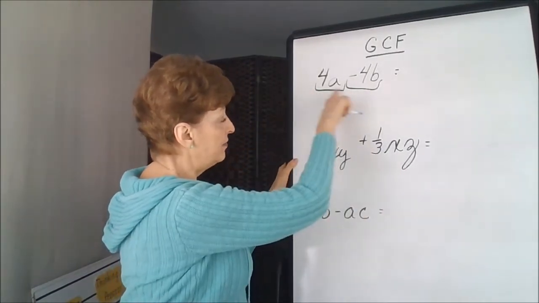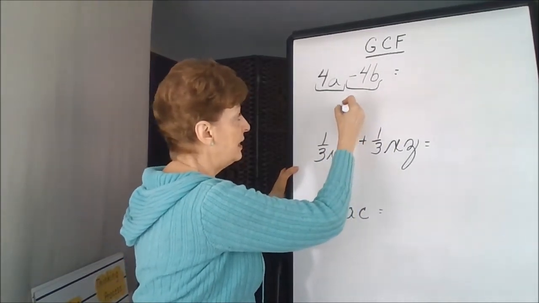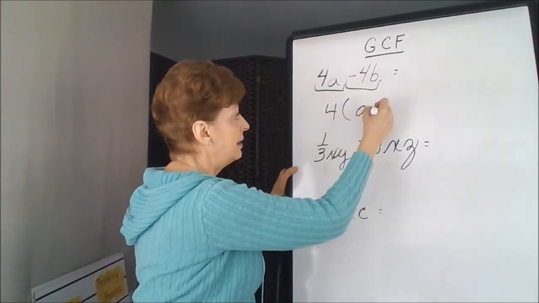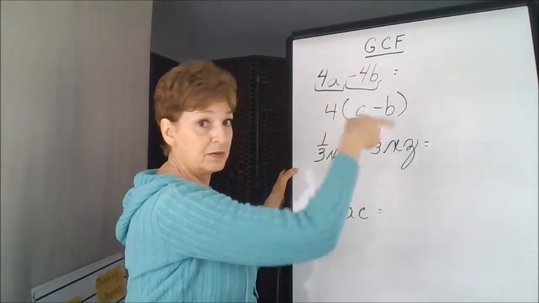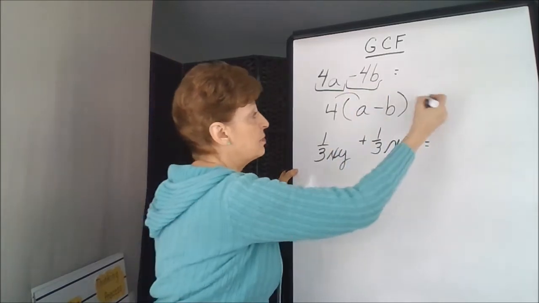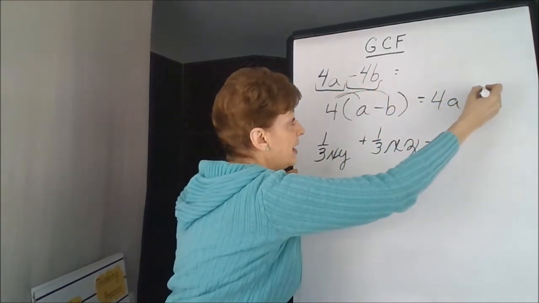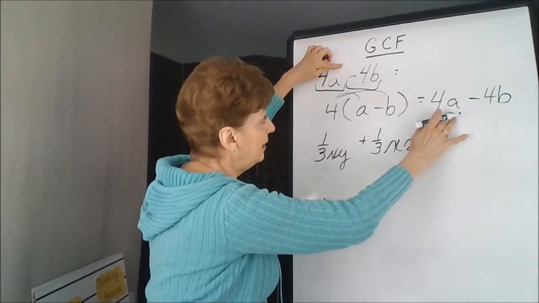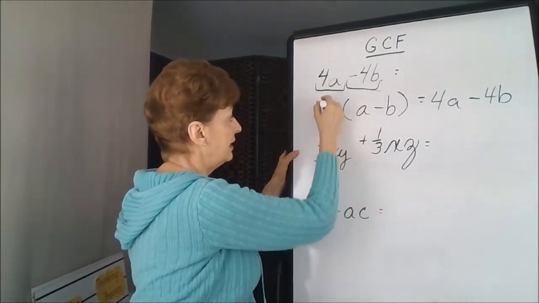In this case, we have 4's that we could take out of this particular one, and the 4 would come out, and we would have an A minus B. If we multiplied that back, we should get this term here. This would be a 4A, and if we did this part, we would have negative 4B. Do you see how that came back? So this would be your answer for a greatest common factor, right here.